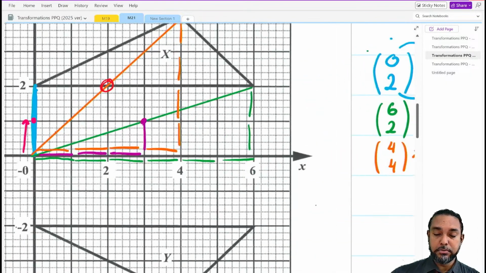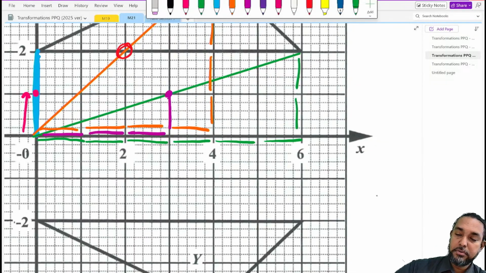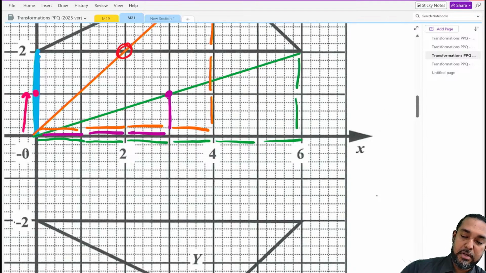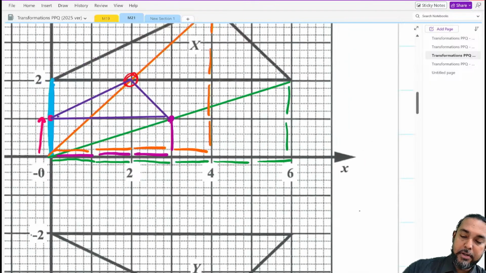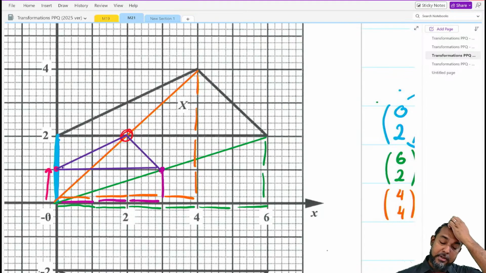So now, when I connect my points, it's going to look like this. It's going to be a dark purple. All right, so that grape-colored shape there is the reduced version of X, with a scale factor of a half and a center of enlargement at 0.